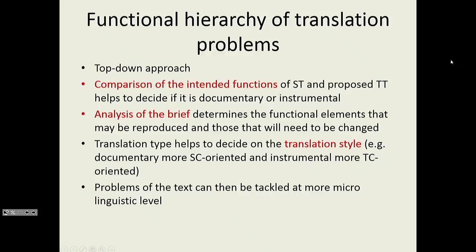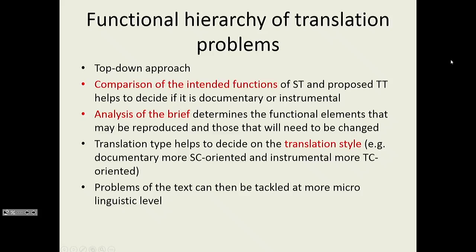So a macro approach, of course, is looking at the functions, deciding if it's documentary or instrumental, which basically means, are we going to foreignise this or are we going to domesticate it? In very simplistic terms, that's basically the approach. Is this going to be more source text oriented or more target text oriented? How will the different functions, if there are different or similar functions, shape our translation strategy?